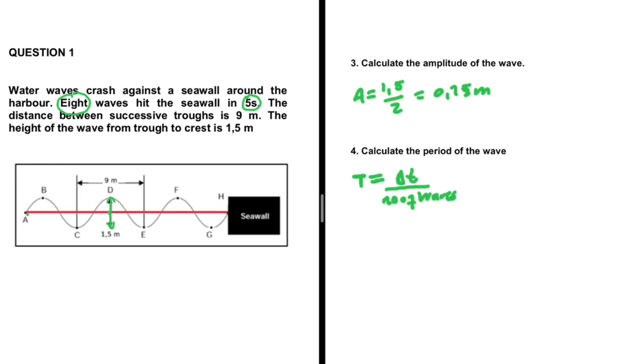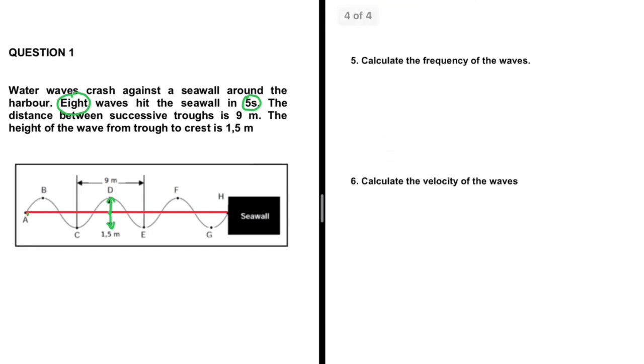Why does this formula hold? Why is it true? The period is the amount of time taken to complete one wave. If we divide the total time by the total number of waves, we're going to find how much time it takes to complete one wave. So delta T will be equal to, the time is 5 seconds and the number of waves is 8. And I'm getting 0.625 seconds. So there we go. We have the period of the wave.